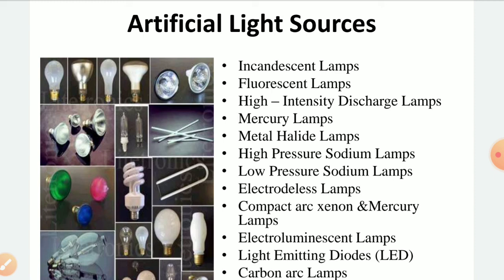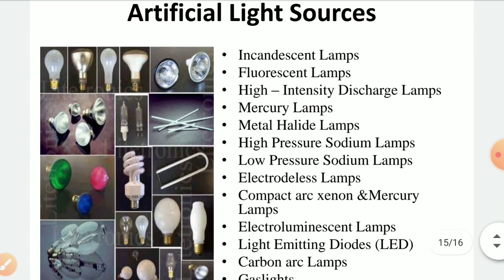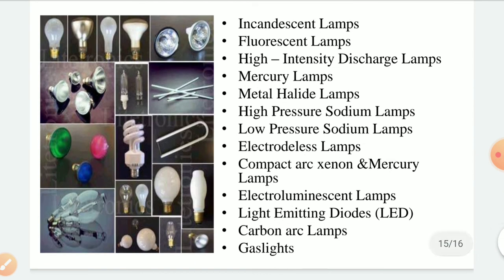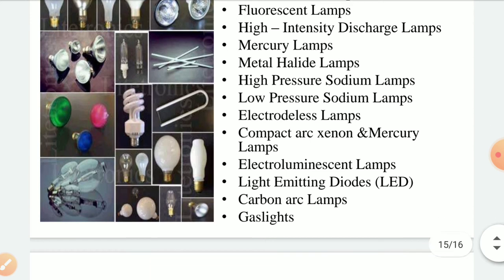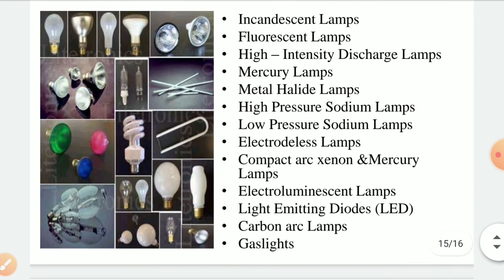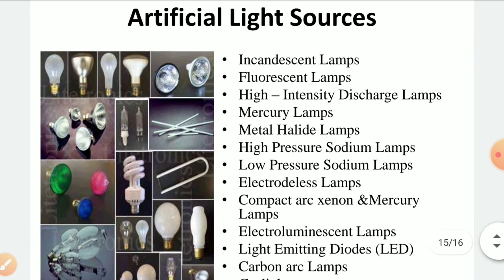Why pressure? Based on the pressure difference, you'll get a different color of the mercury light. High pressure mercury lamps have a pale yellow color light, whereas the low pressure mercury vapor lamp has some blue color light. Okay, electrodeless lamps, compact arc and mercury lamps. Next, light emitting diodes, LED, once again carbon arc lamps, gas lights, and many more. These are different types of artificial sources of light, lamps.